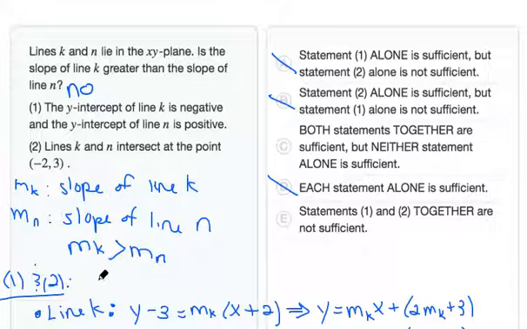So we can check those off, those are sufficient. If we look at our answer choices, we can cross out answer choice E, and the correct answer choice would be answer choice C. Together, both statements are sufficient, but neither statement alone is sufficient.